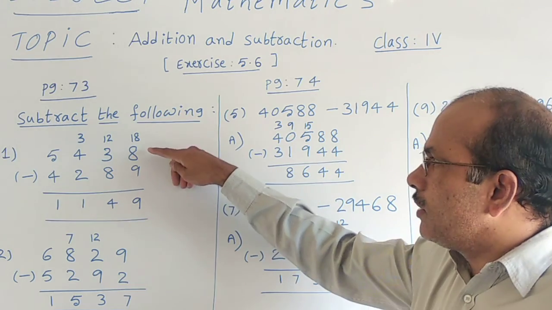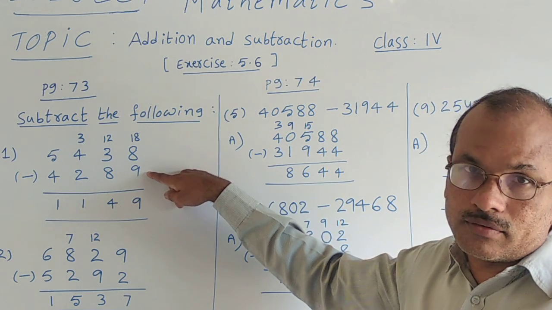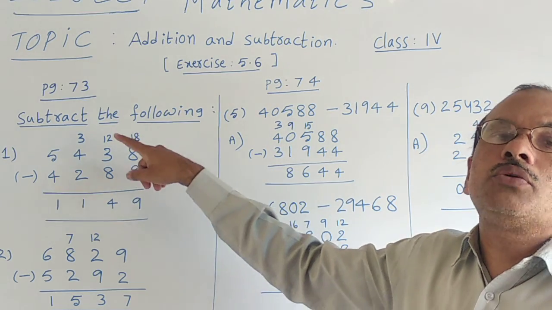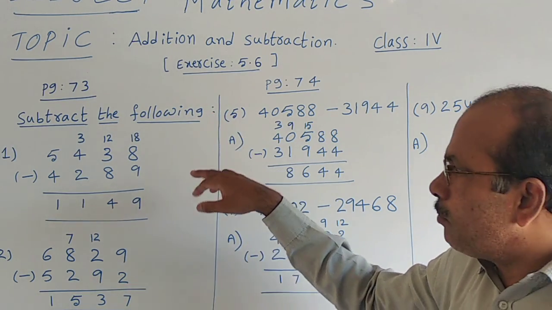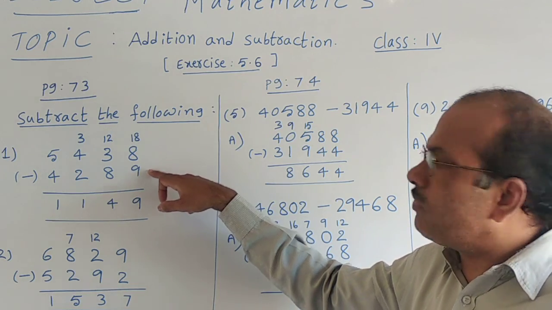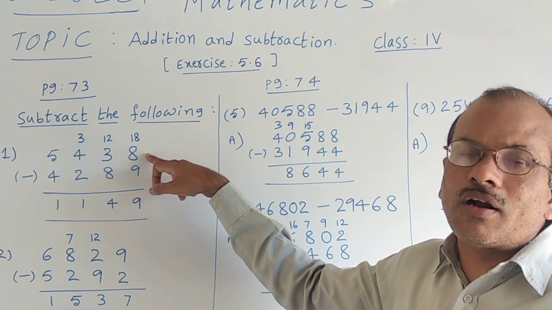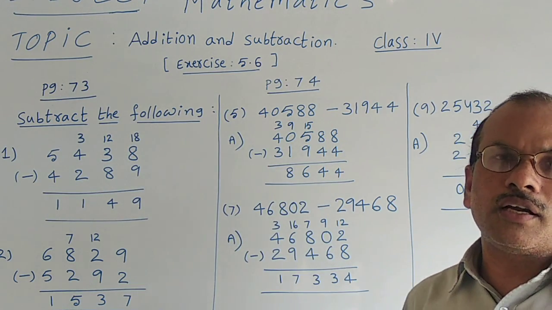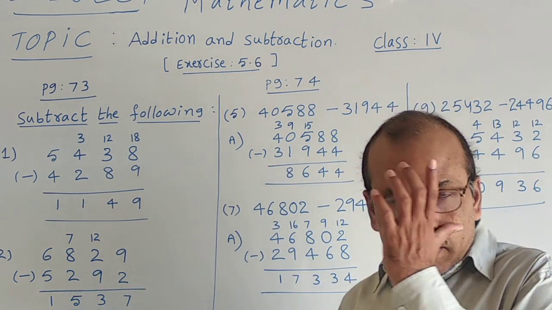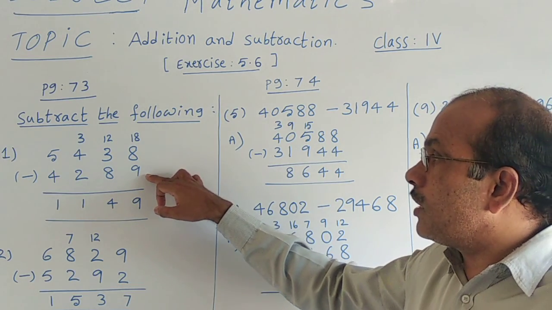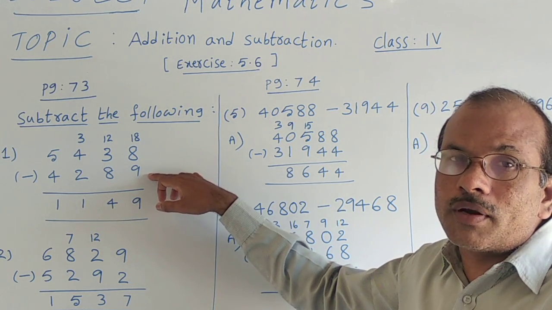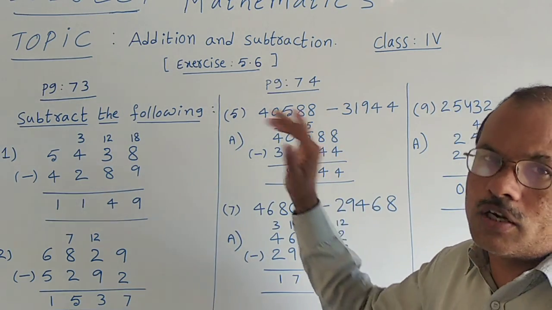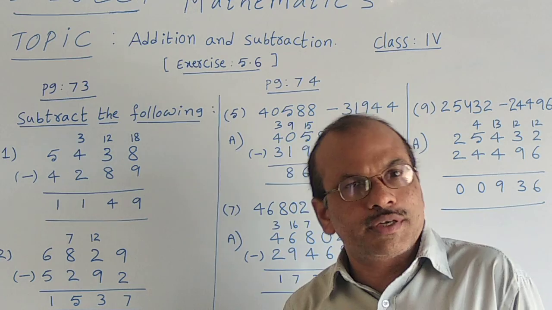Okay, now here 8 minus 9. From 8 we cannot subtract 9, so we need to take a borrow. Am I correct? A bigger number cannot be subtracted from a smaller number. It is not possible, so we have to take a borrow. The need for borrowing happens here because a bigger number cannot be subtracted from a smaller number, so we should take a borrow to continue our subtraction.